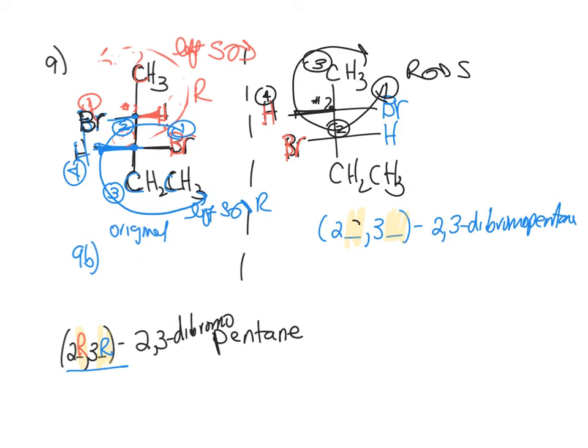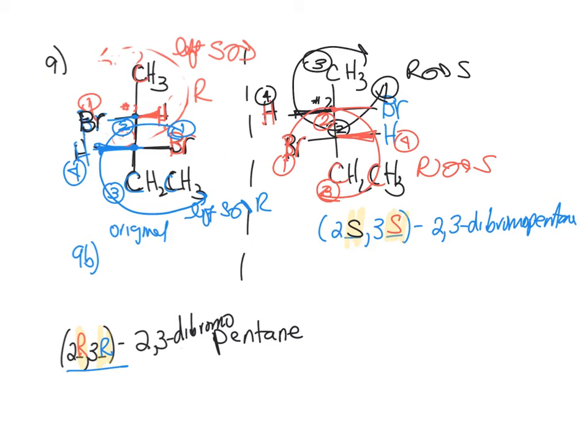Do the same thing here. Bromine's 1, hydrogen's 4. You're dealing with a carbon bromine, that's 2. Dealing with a carbon carbon, that's 3. You connect the 1, 2, 3. That's turning the wheel to the right. But your hydrogen is coming at you, so R switches to S. All right, so we have determined the absolute configuration.